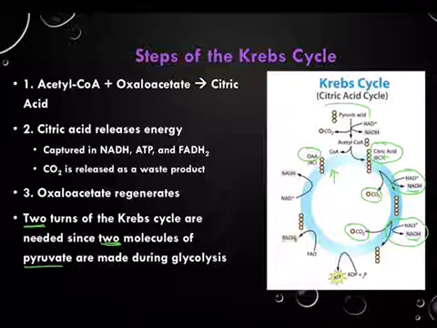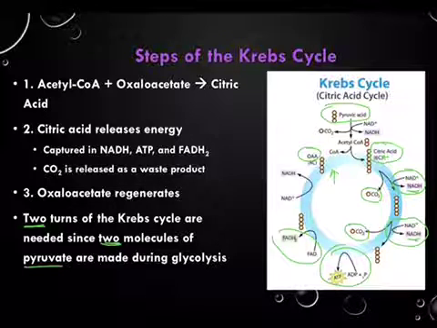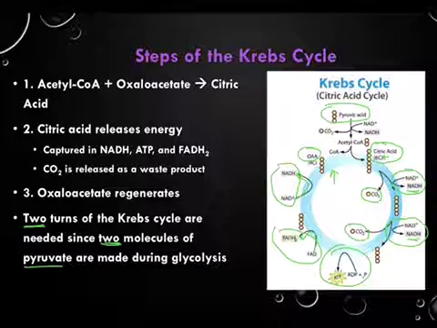So 1 pyruvate enters at once, and then once that has been made into oxaloacetate, then the second molecule will go through this cycle. So notice too that we're making ATP and FADH2. All of these where you see the arrows popping out is telling you what is being produced.